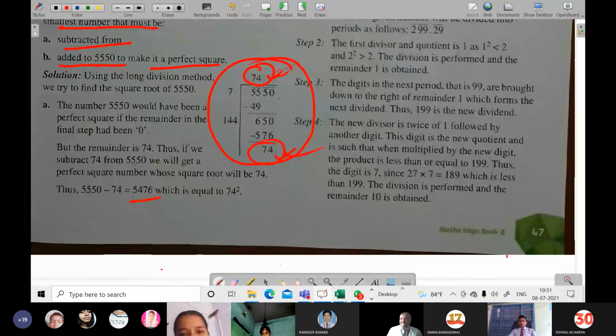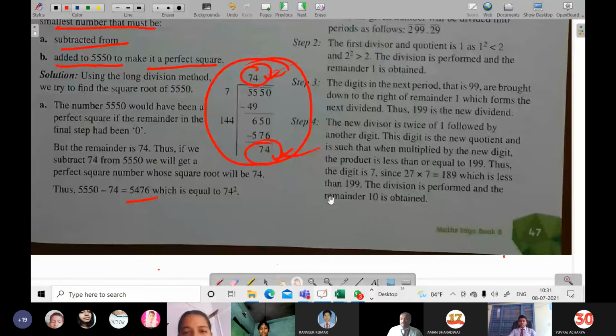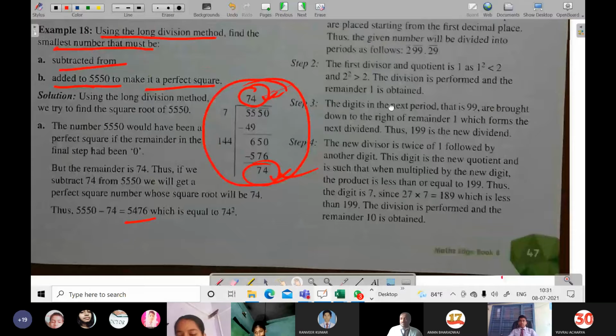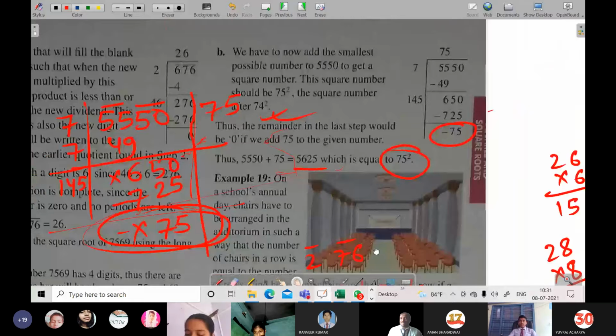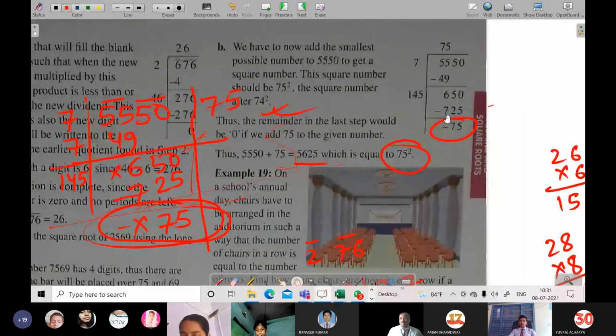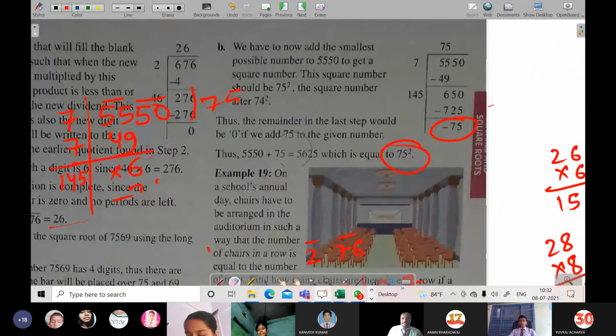And when it is said added, then just one bigger number, not much bigger, only one digit bigger you have to take, because you have to find the smallest number which can be added. So 75 has been taken, and then 75 minus 75 comes as remainder. So of course, to make the remainder 0, 75 must be added, and when 75 is added, it will become 5625, which is the square of 75.